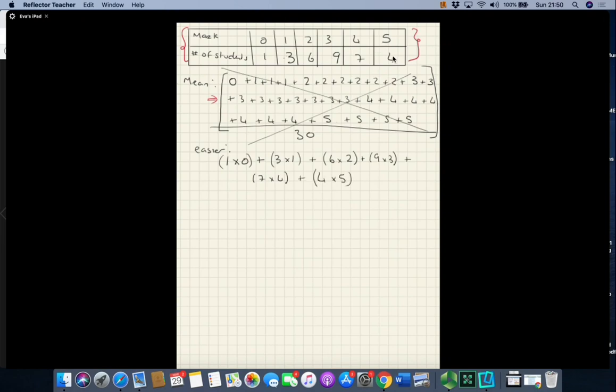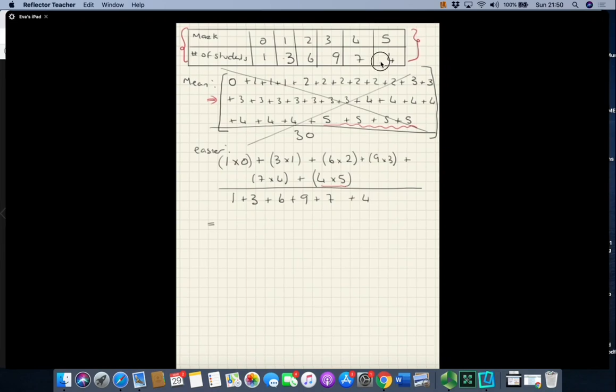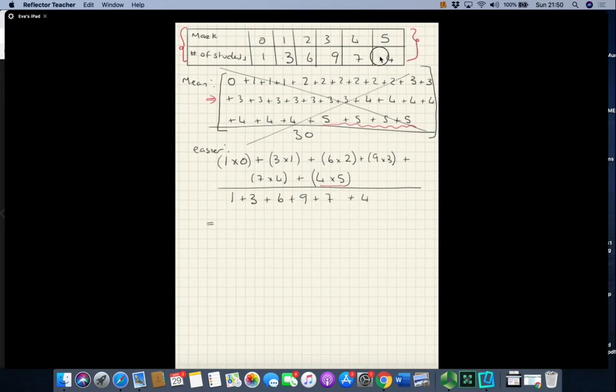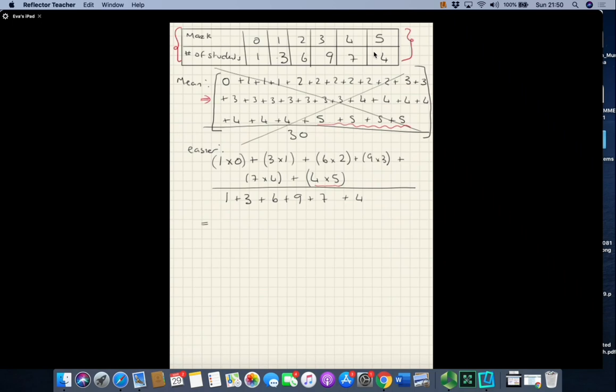And you know, for example, that 4 by 5 is the same as 5 plus 5 plus 5 plus 5. Okay, and then what do you divide it by? Well, you divide it by 1 plus 3 plus 6 plus 9 plus 7 plus 4, because this is the total number of students. You can put all of that into a calculator. It is much easier than putting in the numbers at the top. I'm just putting that into the calculator now, and I'm getting a mean value of 3.